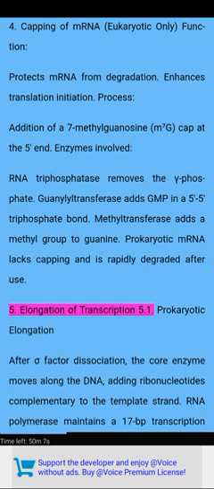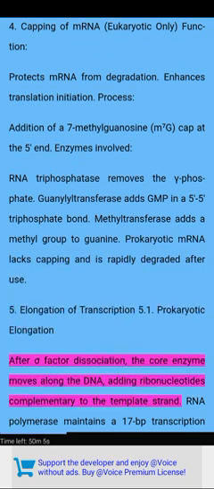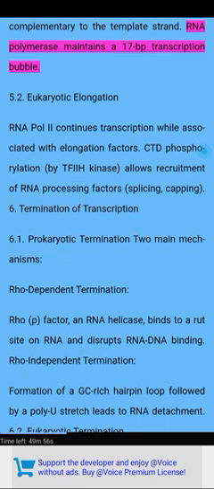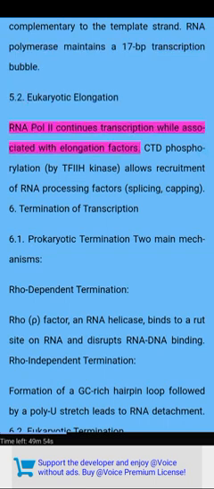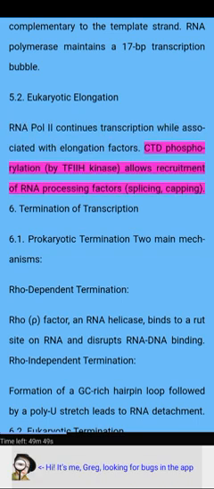5. Elongation of transcription. 5.1. Prokaryotic elongation. After sigma factor dissociation, the core enzyme moves along the DNA, adding ribonucleotides complementary to the template strand. RNA polymerase maintains a 17 bp transcription bubble. 5.2. Eukaryotic elongation. RNA Pol II continues transcription while associated with elongation factors. CTD phosphorylation by TFIIH kinase allows recruitment of RNA processing factors: splicing, capping.